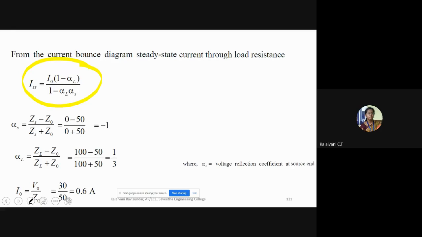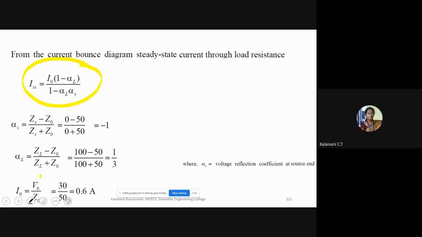Why do we have two reflection coefficients? It is always bidirectional transmission, and in most cases it is symmetrical. In some cases, if it is designed unsymmetrical, it may not be a symmetrical transmission line, but most of the time our transmission line is symmetrical. So gamma S will be equal to ZS minus Z0 divided by ZS plus Z0. So 0 minus 50 divided by 0 plus 50, that is equal to minus 1. Gamma L we already found: 100 minus 50 by 100 plus 50, that is equal to 1 by 3.